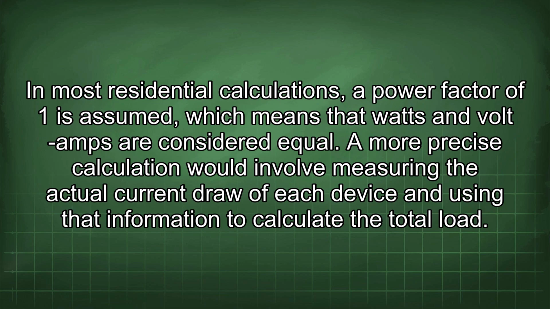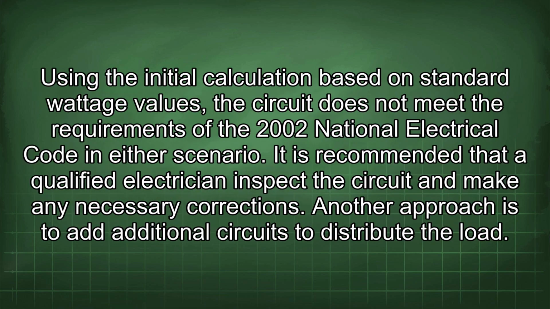In most residential calculations, a power factor of 1 is assumed, which means that watts and volt amps are considered equal. A more precise calculation would involve measuring the actual current draw of each device and using that information to calculate the total load. Using the initial calculation based on standard wattage values, the circuit does not meet the requirements of the 2002 National Electrical Code in either scenario. It is recommended that a qualified electrician inspect the circuit and make any necessary corrections.